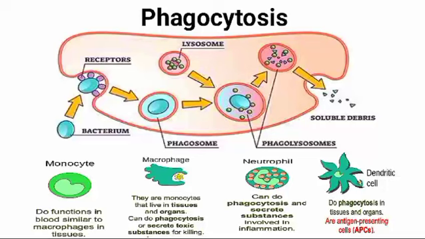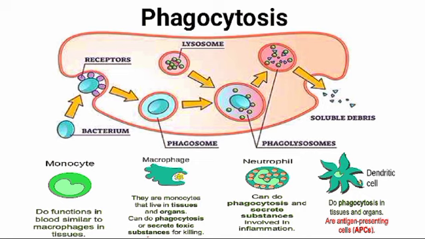Hello student, today in this video we will discuss phagocytosis. Phagocytosis is the process of engulfment and destruction of solid particles such as bacteria, dead tissue and foreign particles by the cells. The cells that perform phagocytosis are known as phagocytes.